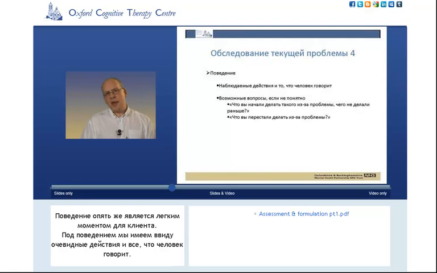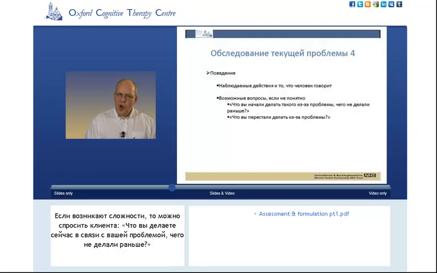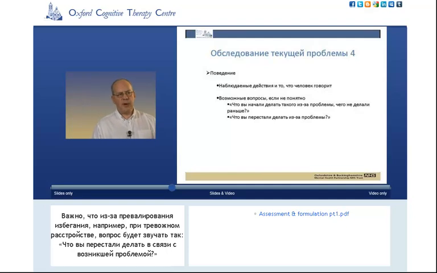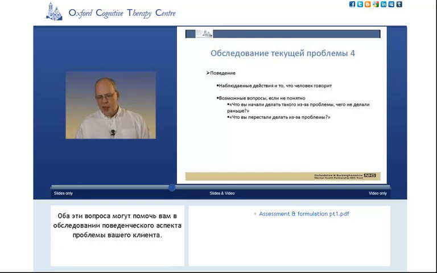Behavior, again, clients often find relatively easy. What we mean by this is their observable actions and all the things that they say. If it's not clear, then possible questions to get at this are looking at the two sides of it. First of all, what do you now do that you didn't used to do because of the problems? And also important because of the prevalence of avoidance, for example, in anxiety disorders, what have you now stopped doing because of the problems? And both those questions may help to guide you towards behavioral aspects of your client's problem.